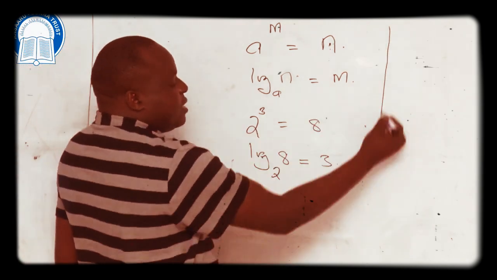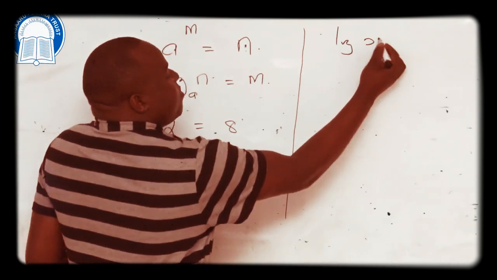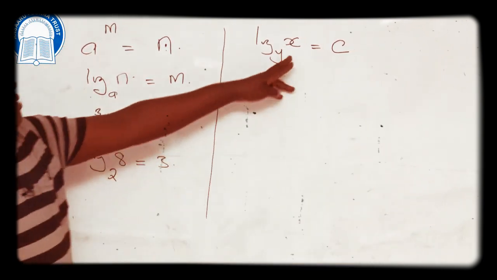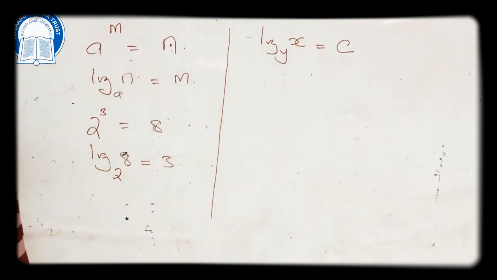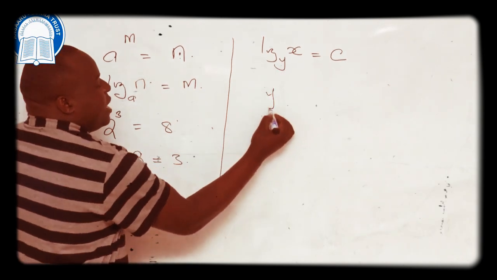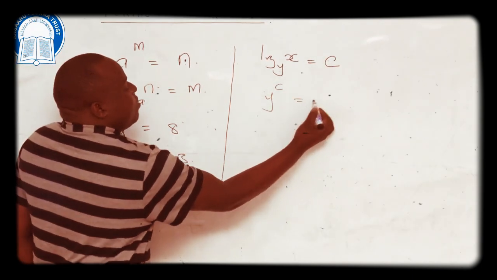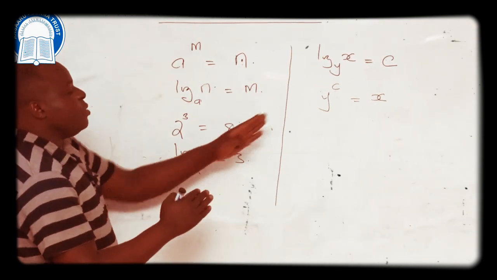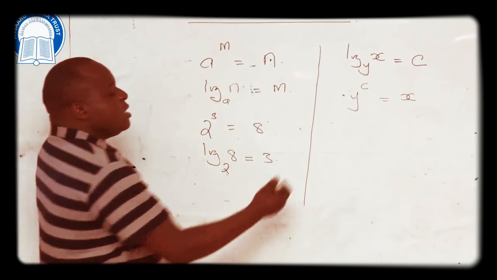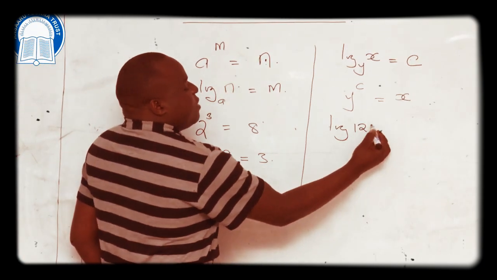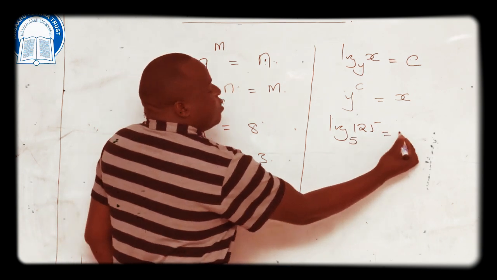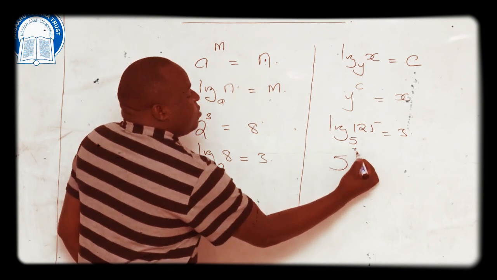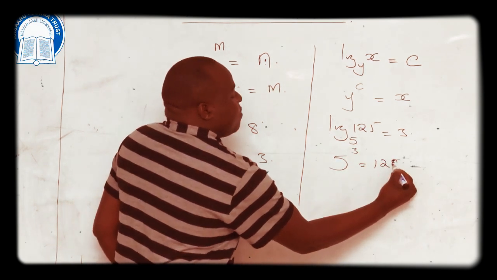For example, if I have a statement, log x base y equals, say, c, then from this, if you want to change logs to indices, it has to be y raised to c equals x. I hope you notice that. You have to know how to deal with these values. In this case, something like log 125 base 5 equals 3 is supposed to be the same as 5 raised to 3 equals 125.